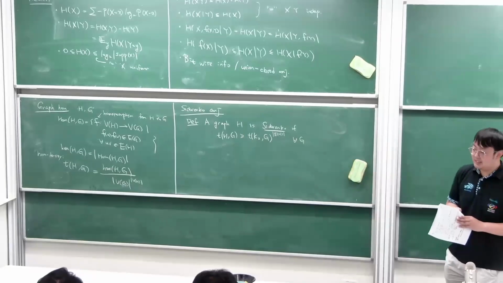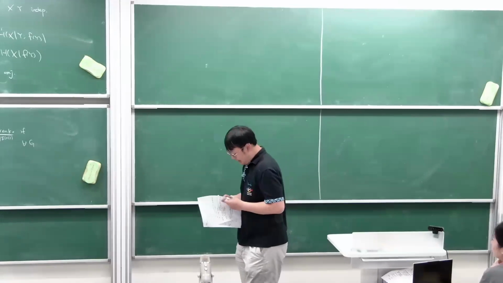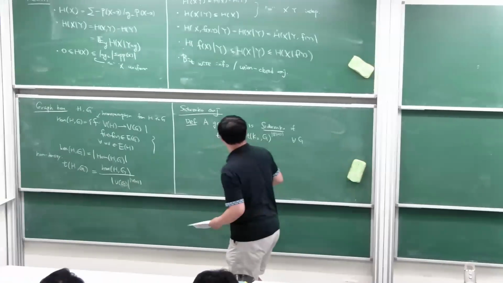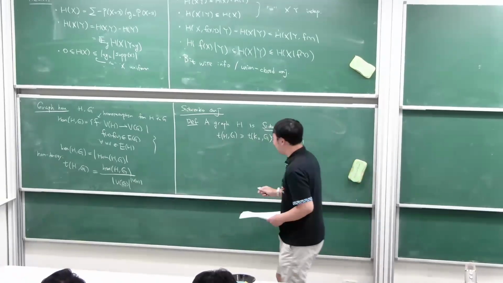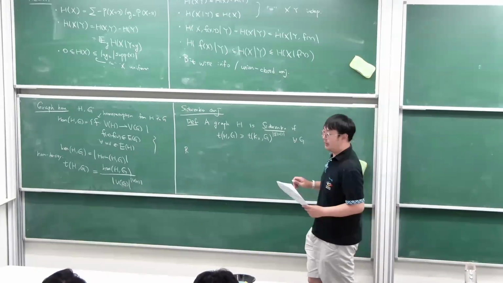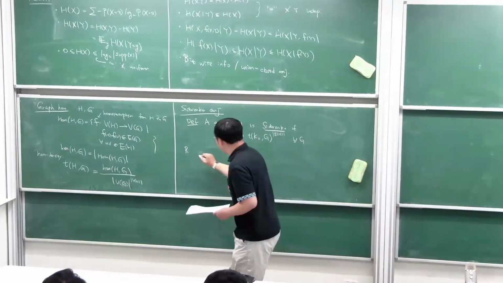If this holds for any target graph G, then we say that the graph H is Sidorenko. Does that make sense? And so let me give you a few remarks and tell you why it is defined in this way. So the first thing is that you might wonder why it is this exponent here, why you are raising the power to the number of edges.